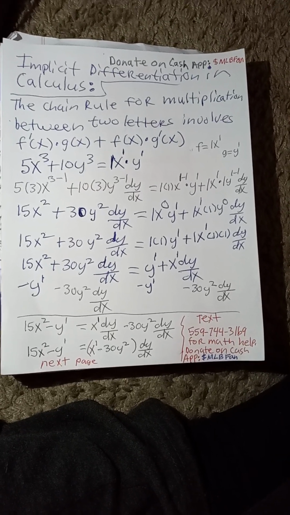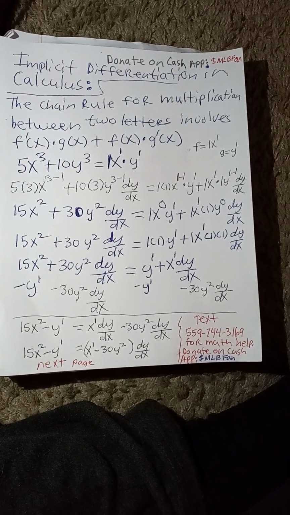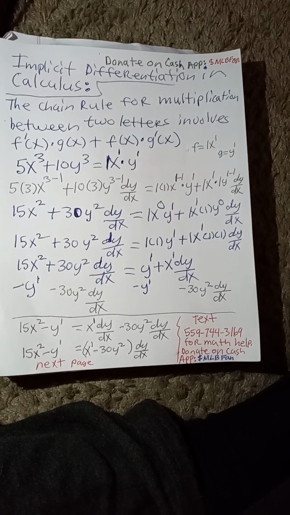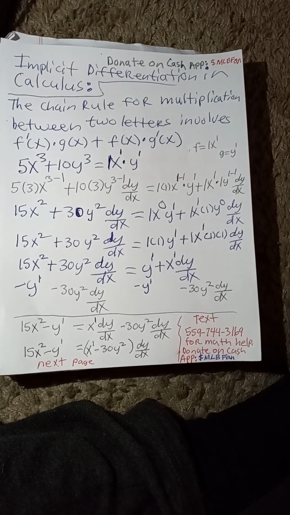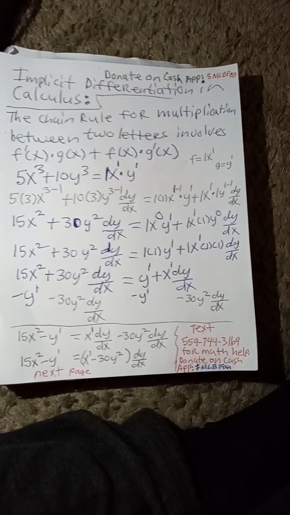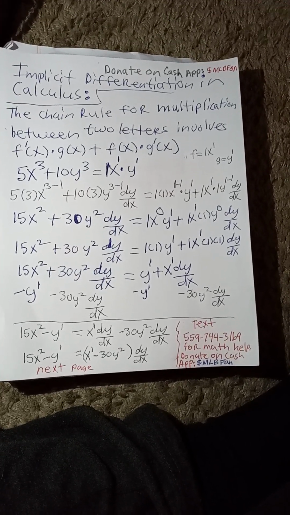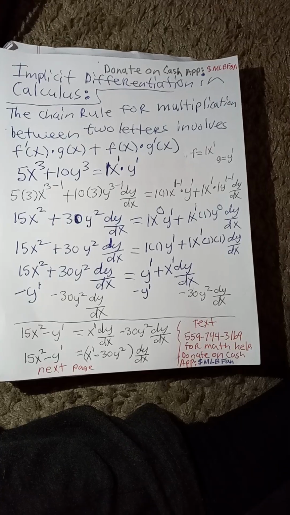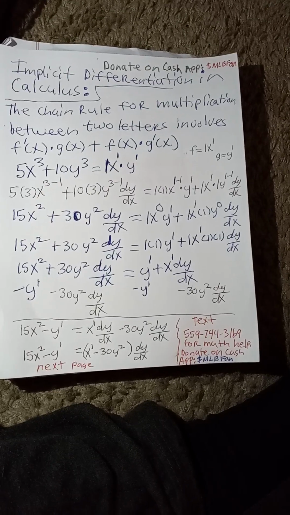Now let's start taking the derivative. So 5 times 3, x to the 3 minus 1, plus 10 times 3, y to the 3 minus 1, dy divided by dx. Anytime you take a derivative for y, you must put a dy divided by dx after it, is equal to 1 times 1, x to the 1 minus 1, times y to the 1, plus 1x to the 1, times 1y to the 1 minus 1 dy over dx.